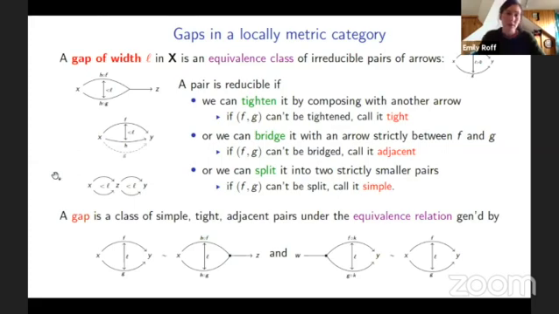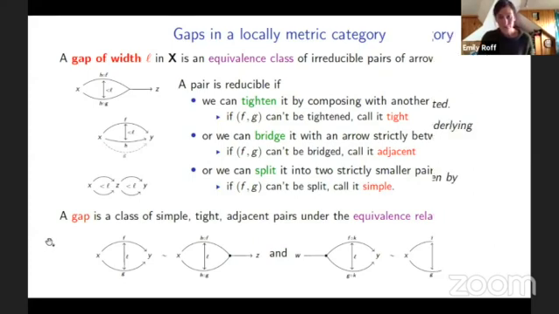And we can define an equivalence relation on the set of tight, simple, adjacent pairs generated by these two relations, which are saying that two pairs are equivalent if one can be obtained from the other by composing with a third arrow that doesn't tighten them. Okay, so now I can state the theorem.